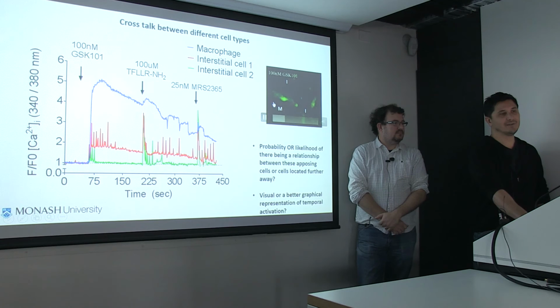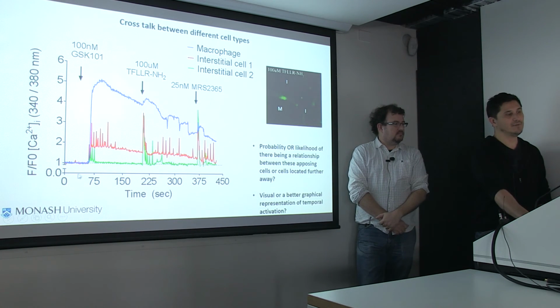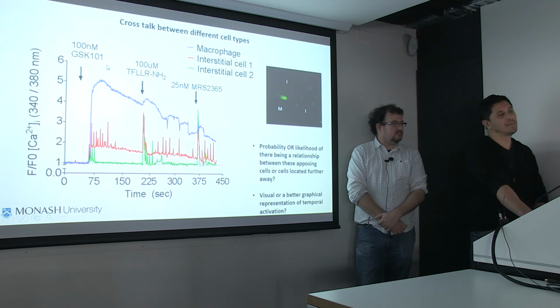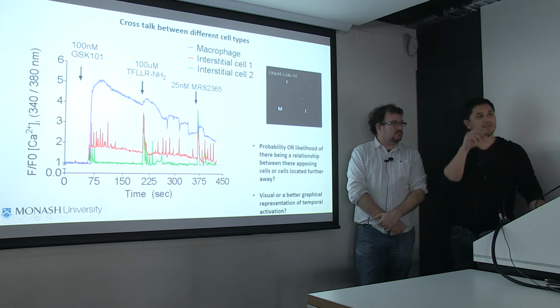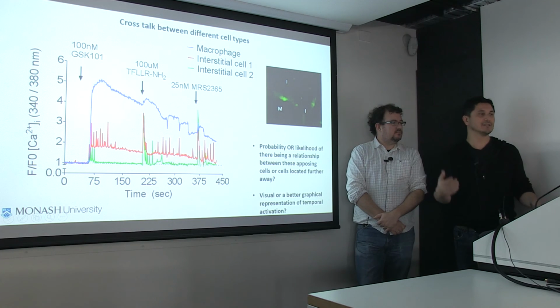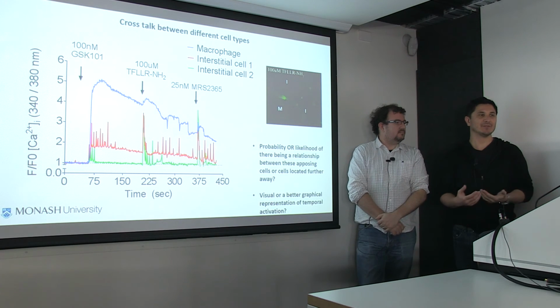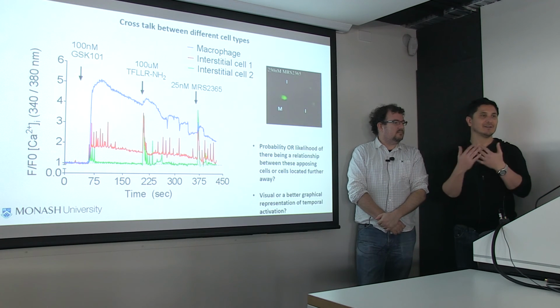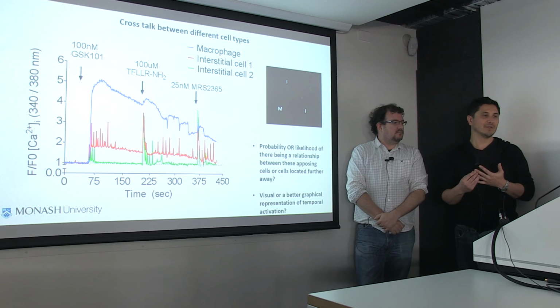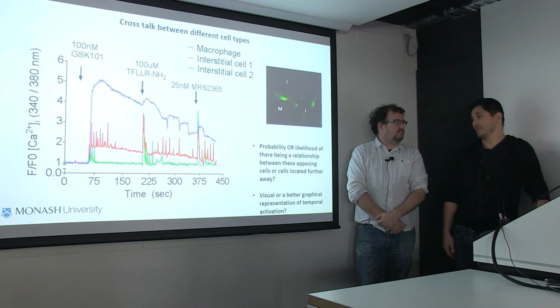So with M we have the macrophage, and then I are these other cell types. And if we trace out the responses, the macrophage responds first, and then the other two cells respond after that, suggesting that there's some sort of delayed interaction, perhaps release of something that activates the other cell type. We'd like to know, perhaps in a less biased way, whether there's a probability or likelihood of these cells' responses being related, whether these two cells are closely together, and also a better way to graphically represent this temporal information.